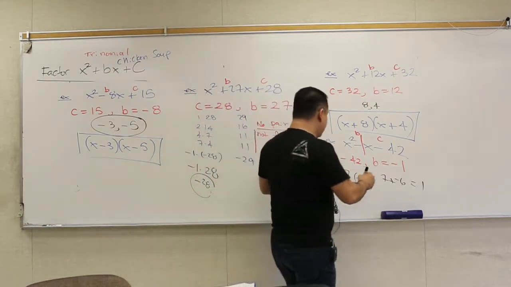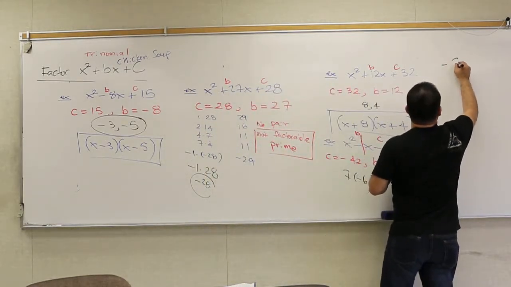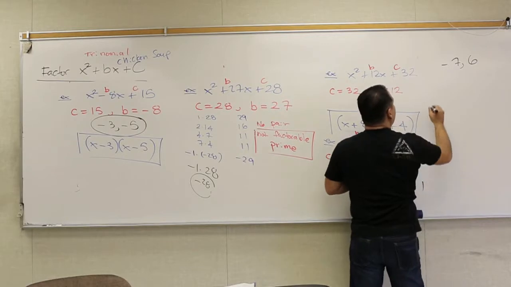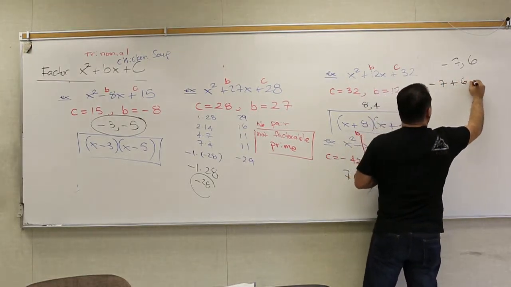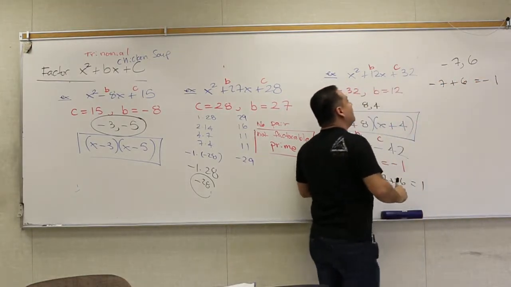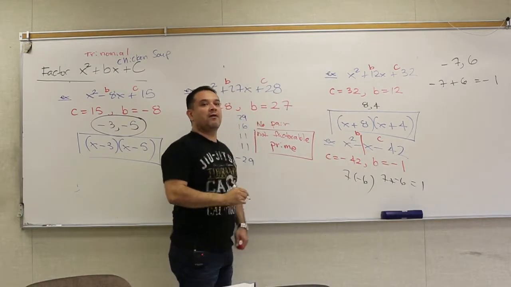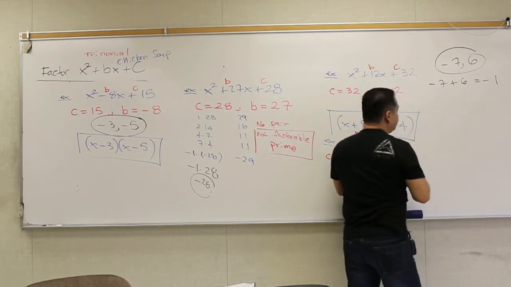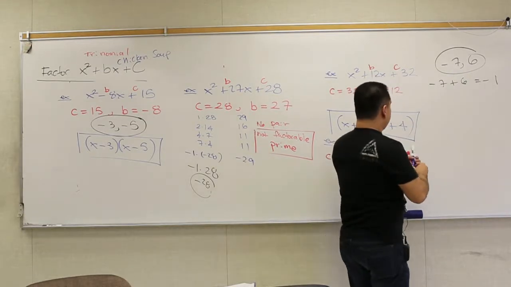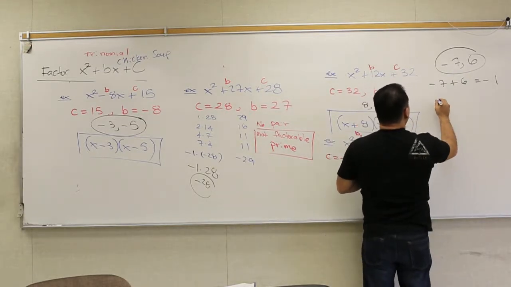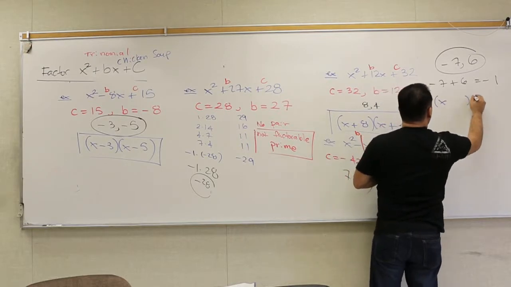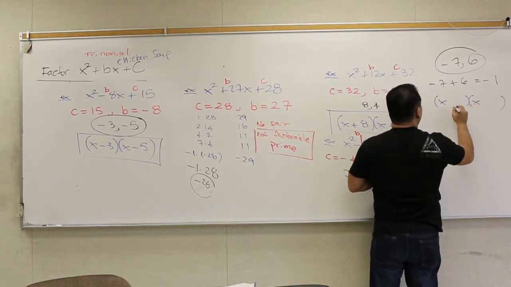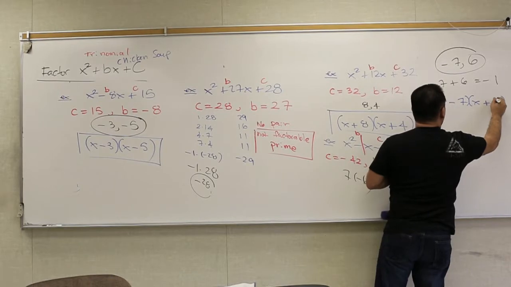It's opposite. It'll be negative 7 and positive 6. Notice, isn't negative 7 plus 6 equal to negative 1? That's what you're looking for. This is your pair. So you have what? X, bless you. You got x minus 7 and x what? Plus 6.